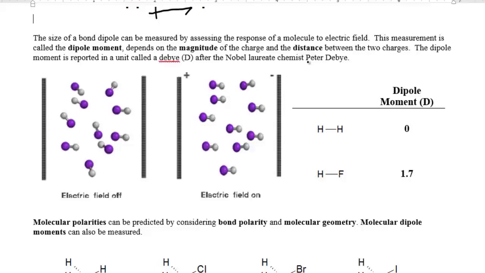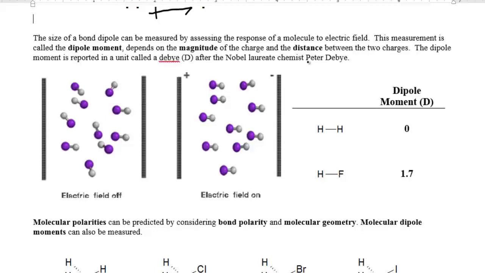dipole moment is 0. Now, dipole moments are measured in units of Debye, and this is after a famous Nobel laureate chemist, Peter Debye. So we'll honor his last name for referring to the molecular polarity. So you can see that hydrogen, H2, 0 dipole moment, HF, dipole moment of 1.7. Now, the actual value of the dipole moment is not necessarily so useful. But what is useful is making a comparison between different molecules.